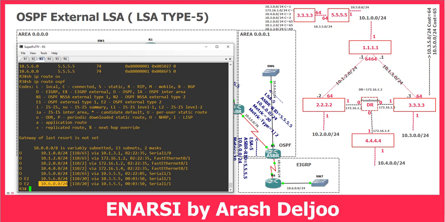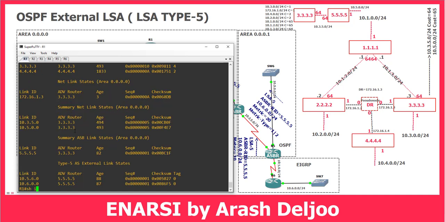10.56.0/24 and 10.60.0/24. Let me say that in OSPF, we don't have any difference between internal and external routes regarding administrative distance. Both of them use the administrative distance of 110 by default, but in EIGRP, internal routes use the administrative distance of 90 and external routes use the administrative distance of 170. As you can see here, we have this information. The metric is 20.